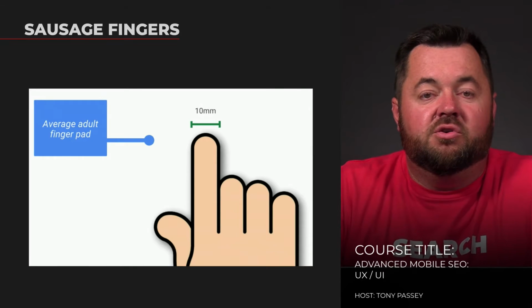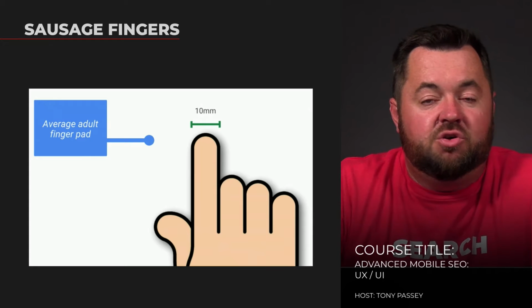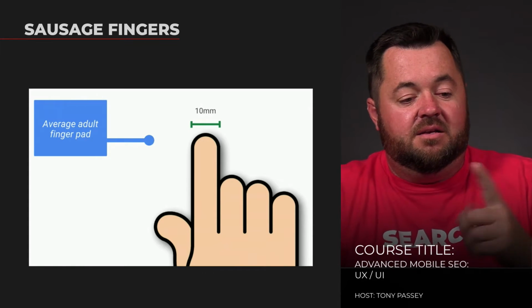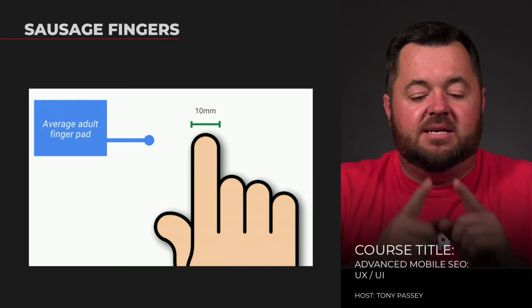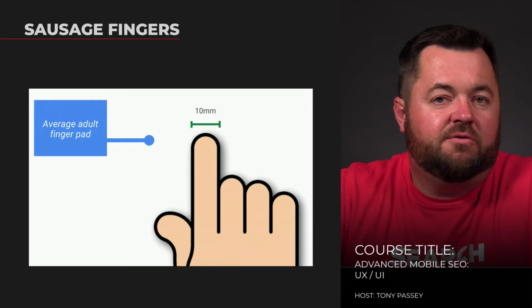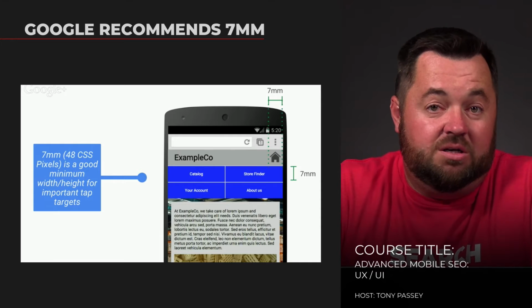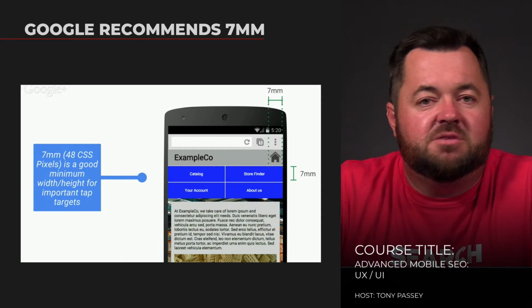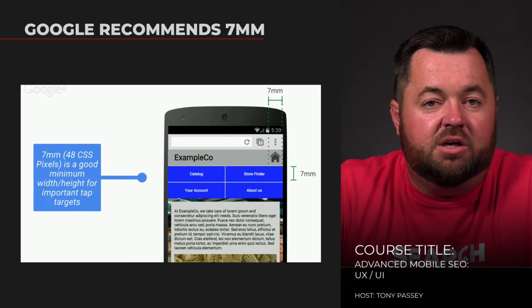Well, leave it to Google to go out and measure everybody's fingertips. And they decided that the average adult finger pad, the tip of the finger, is going to be 10 millimeters. So if you think about 10 millimeters, that's very small. How big do we need to make a button in order for us to hit it? So Google has given us guidance that all of our buttons or our tap targets need to be 7 millimeters by 7 millimeters. And so at minimum, we don't want to see them go below 7 millimeters. That will allow all of us to be able to tap on the button that we're looking for.